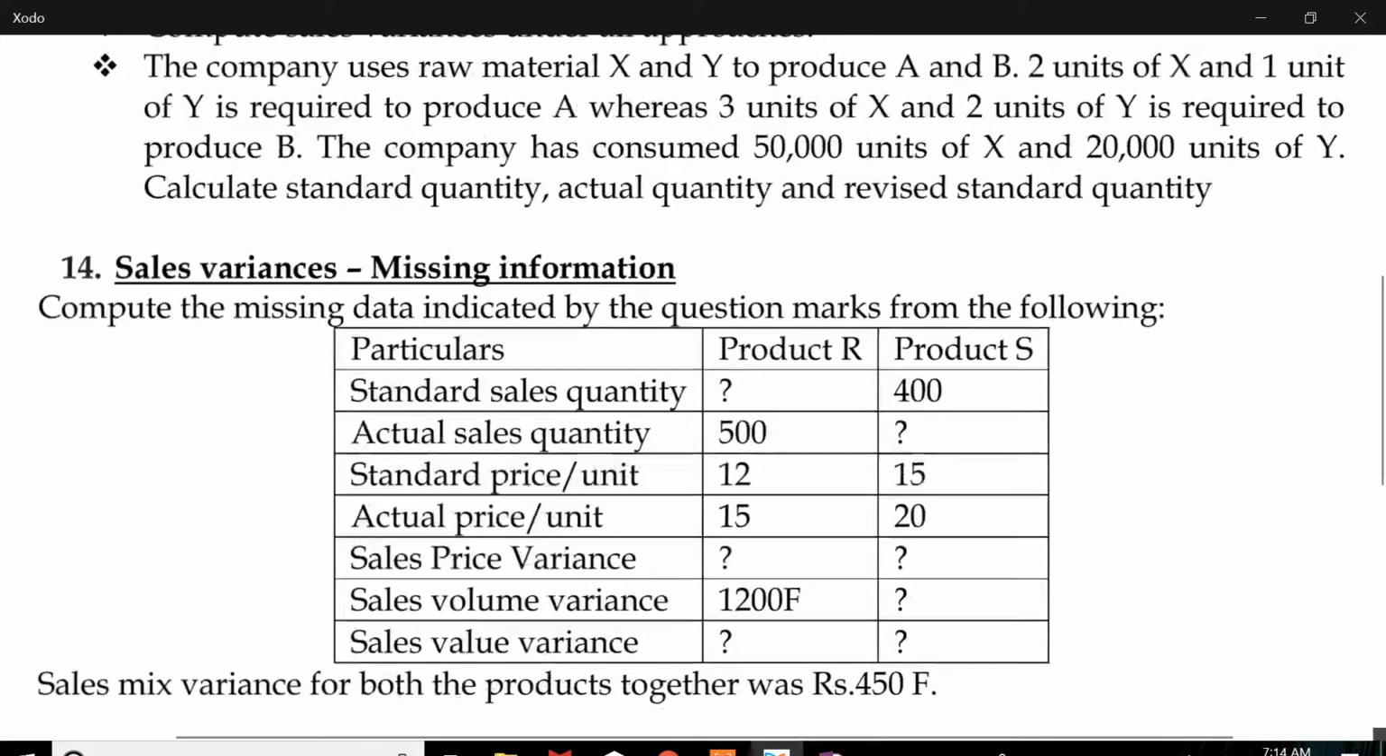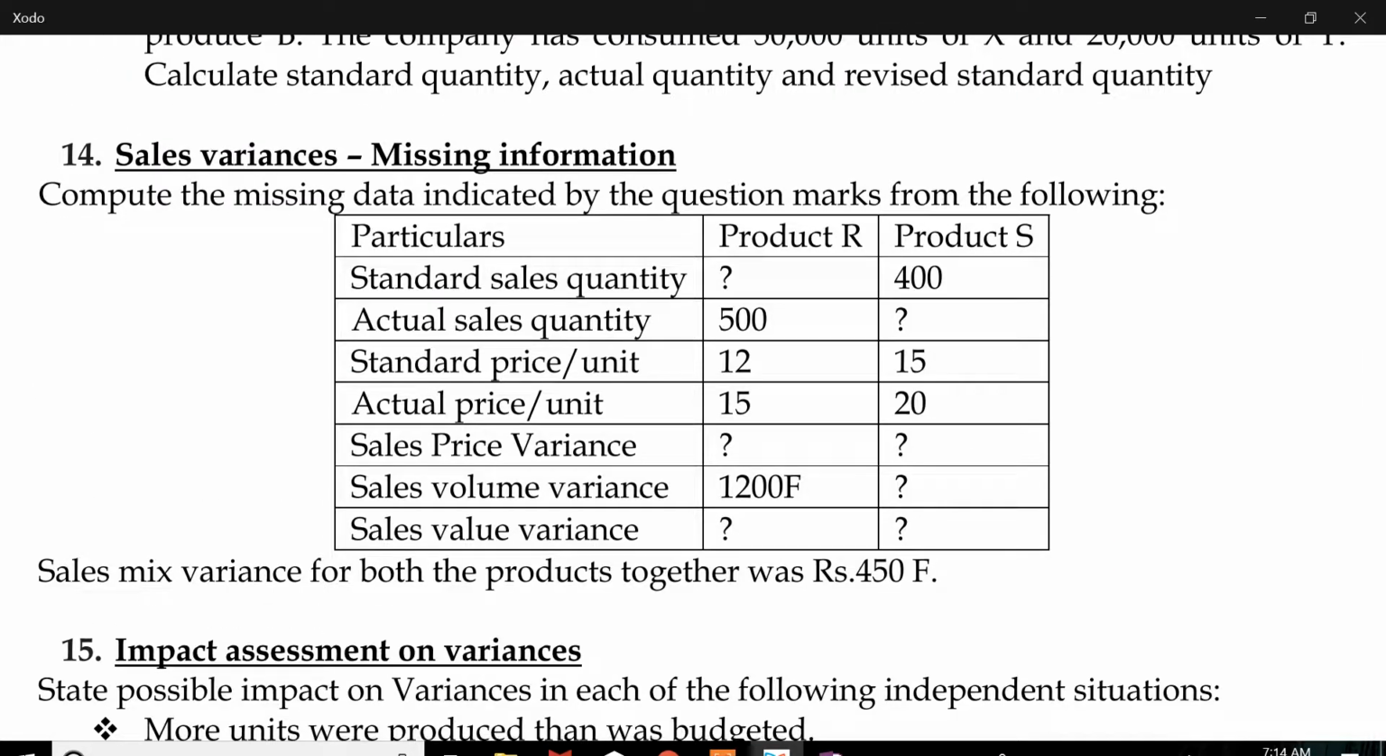Now let's move to the next question. Can we proceed? Okay, compute the missing data indicated by the question marks from the following: standard sales quantity, actual sales quantity, standard price, actual price, sales price variance, sales volume variance, sales value variance, sales mix variance.